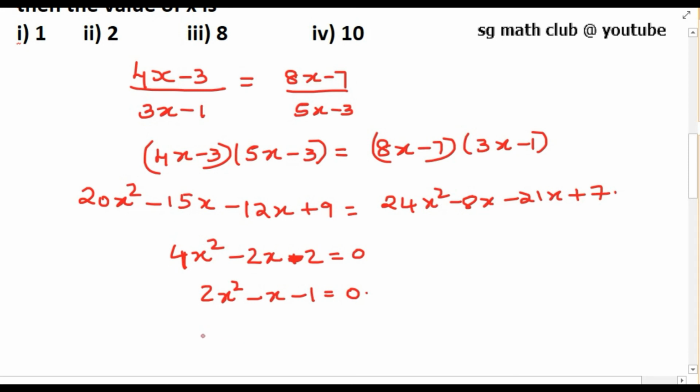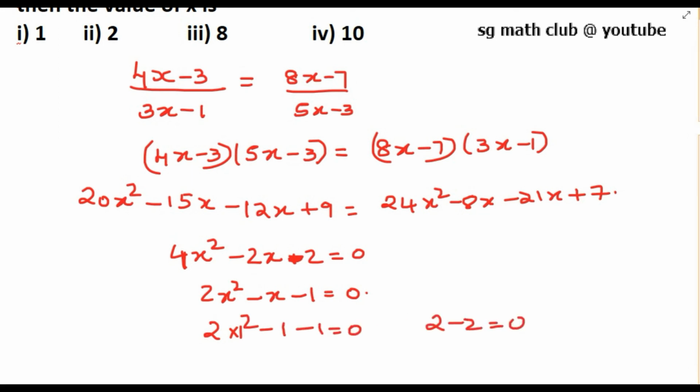First value is 1, let us substitute that. 2 into 1 squared minus 1 equals 0. So 2 minus 2 equals 0. So definitely the value of x is equal to 1.